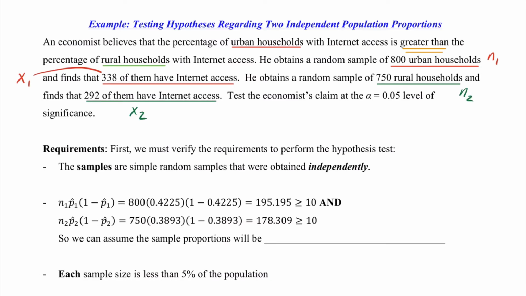Taking that to our requirements then, first the samples are simple random samples that were obtained independently. Next, I have the information filled out for us already, but N1 p hat 1 times 1 minus p hat 1 ends up being greater than or equal to 10, and N2 p hat 2 times 1 minus p hat 2 is also greater than or equal to 10, which means we can assume the sample proportions will be normally distributed. And finally, each sample size is less than 5% of the population, keeping in mind the populations would be the total amount of urban households, and then the other population would be the total amount of rural households. And we know there are a ton of them out there, so we're all set with our requirements.